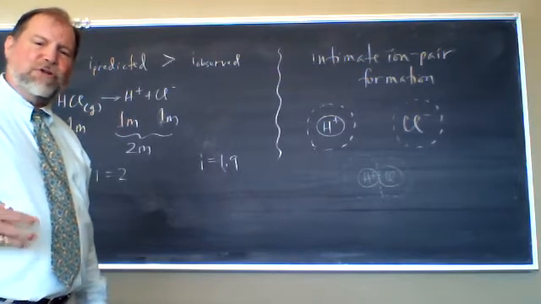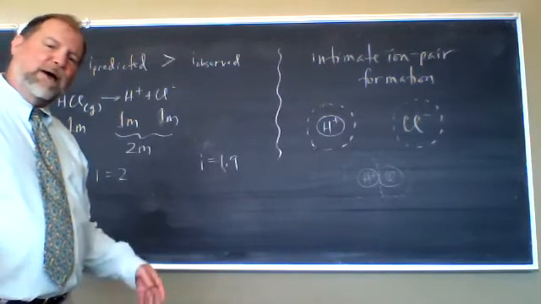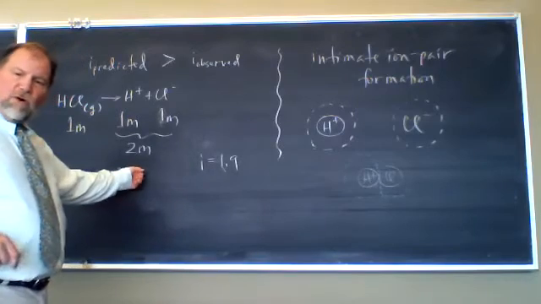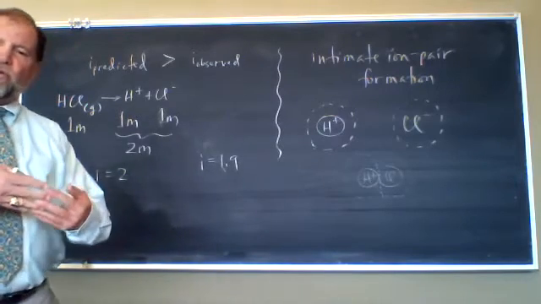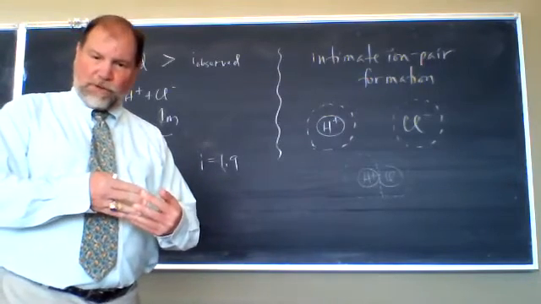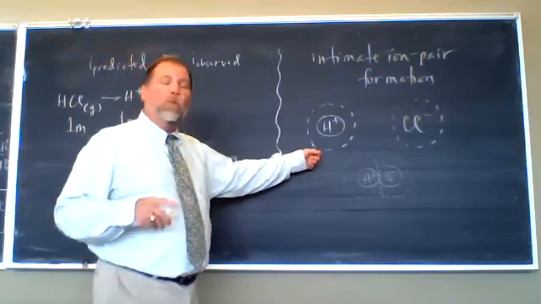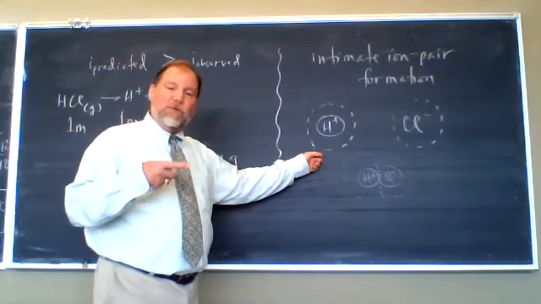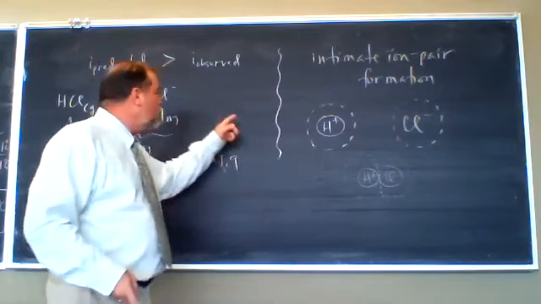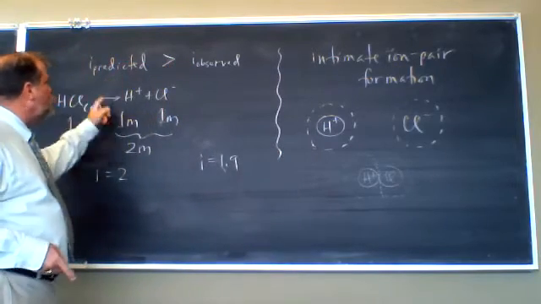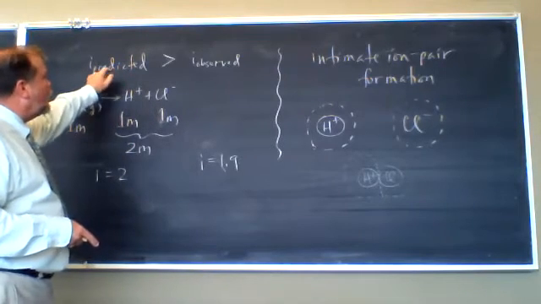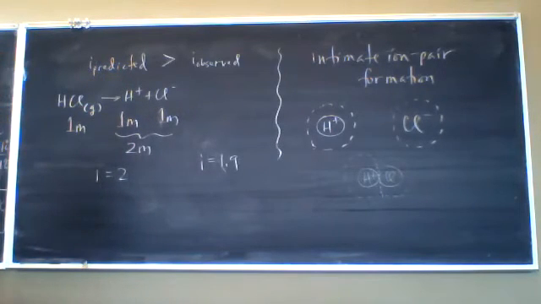And so on average, at any given point in time, about 1/10 of our HCl units are enjoying this intimate ion pair formation. And so this is how we can explain why we see that the observed van't Hoff factor is oftentimes less than the predicted van't Hoff factor. So we remove those ions from consideration, the van't Hoff factor actual value drops.